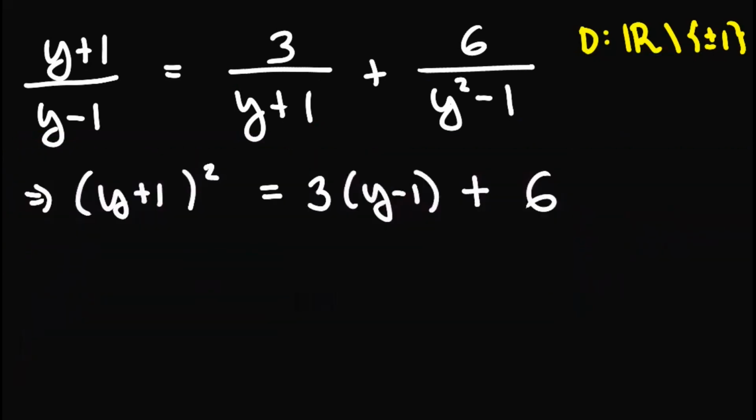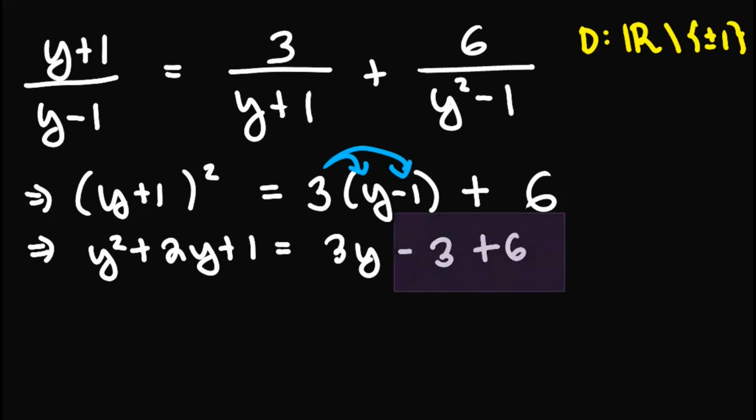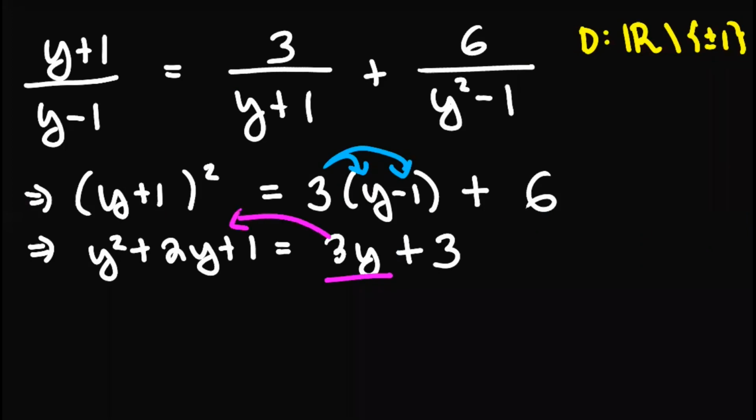And now let's simplify this one. By the square of the binomial, the left side will have y² + 2y + 1, and on the right side, distributing this 3, we'll have 3y - 3 + 6, or negative 3 plus 6 is simply plus 3. Now we move this to the left side of the equation to obtain y², and then 2y - 3y will be negative y, and then 1 - 3 will be negative 2.